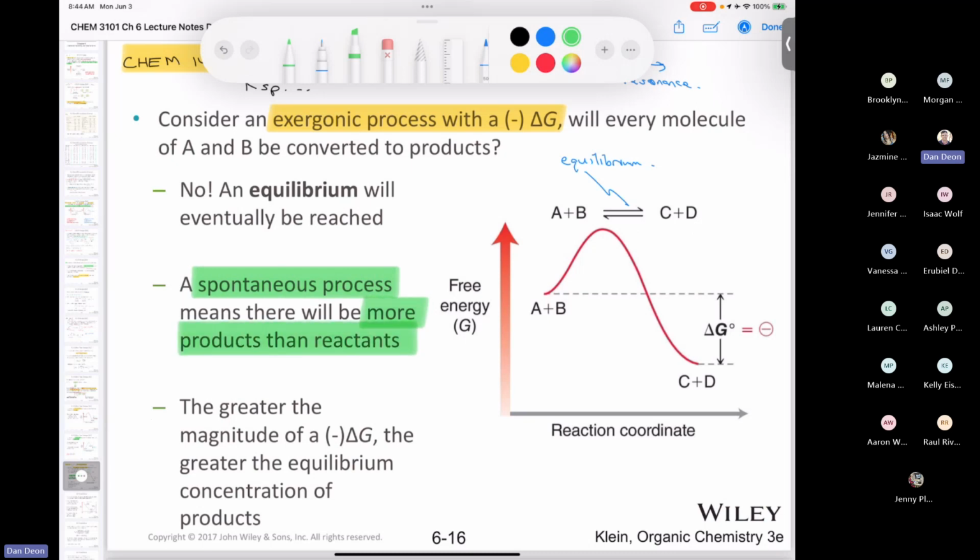That's a spontaneous process. So even if it's just 60% products and 40% reactants, I wouldn't say that's a great reaction, okay? It's not my favorite kind of thing, but technically it would be considered spontaneous.